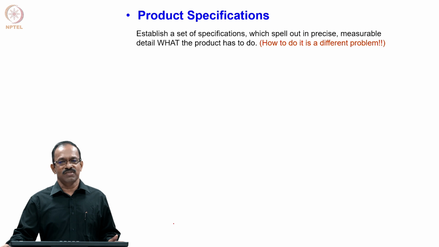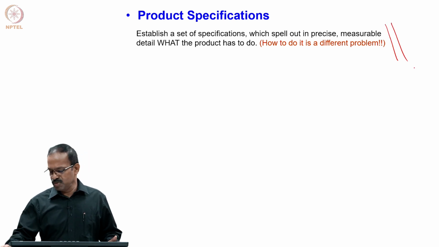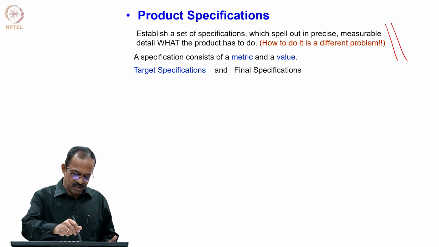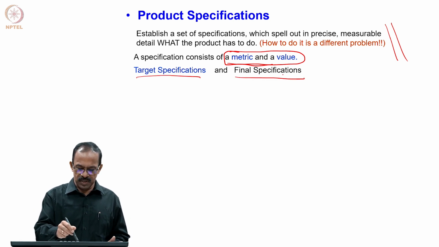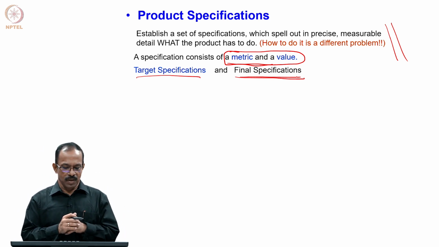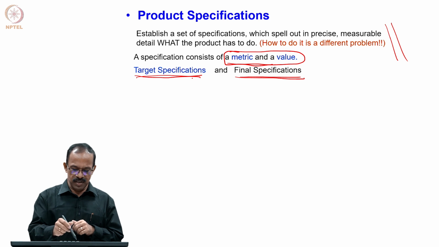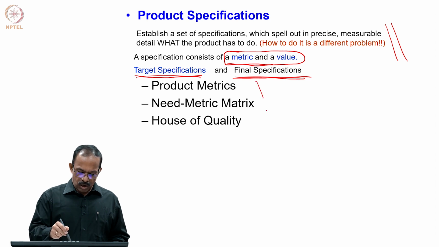Then, based on the subjective needs of the customer, we tried to convert them into objective design specifications, and that is where we talked about the development of specifications. Every specification will have a metric and a value, and we have target specifications and final specifications. Based on the compromise we need to make between various parameters, we initially get a target specification and finally we get a final specification for the product. We talked about the different metrics.